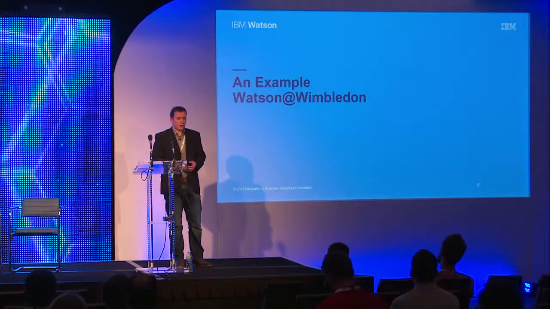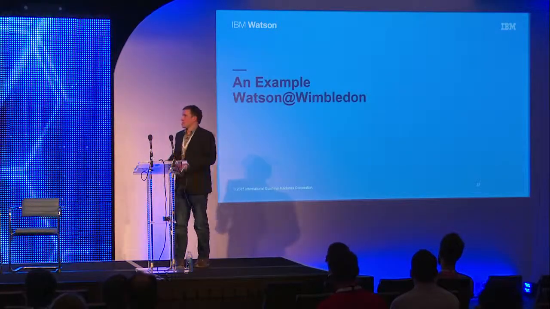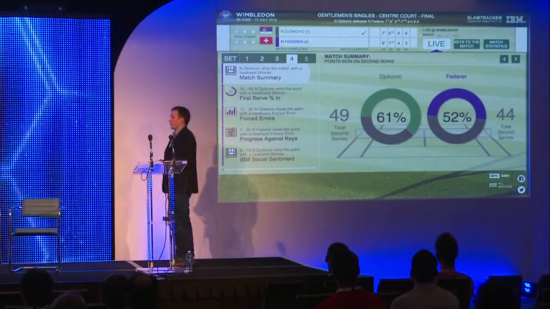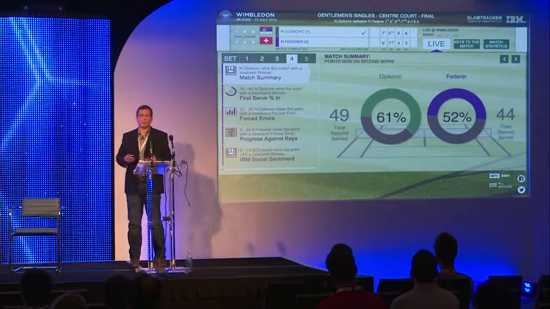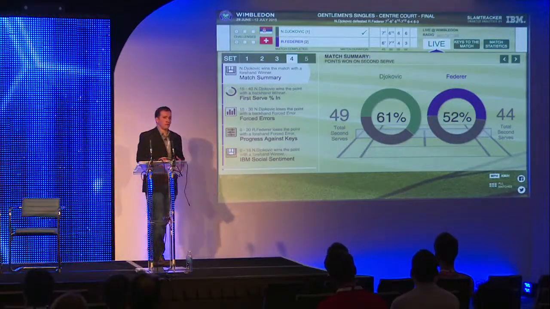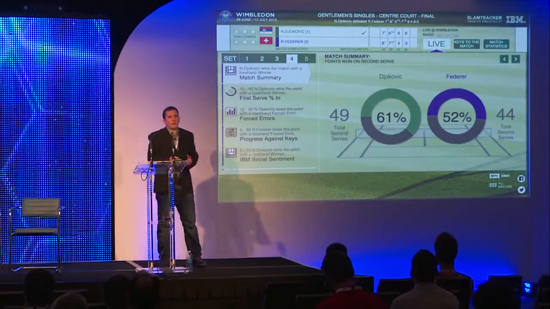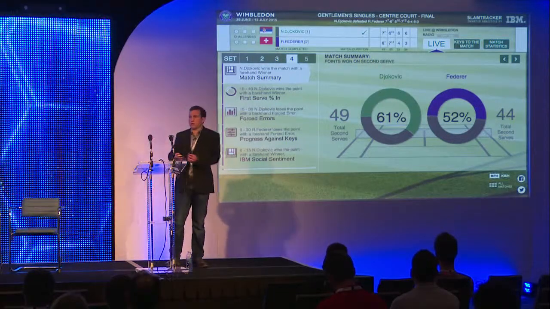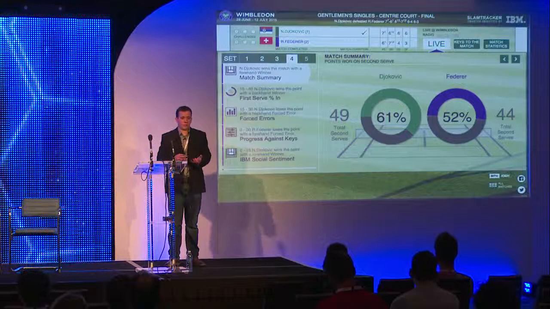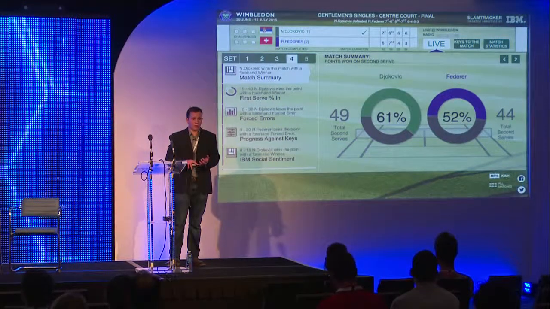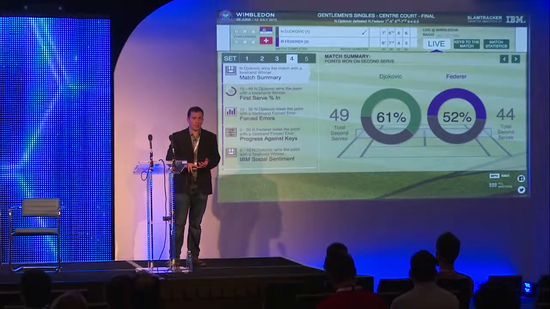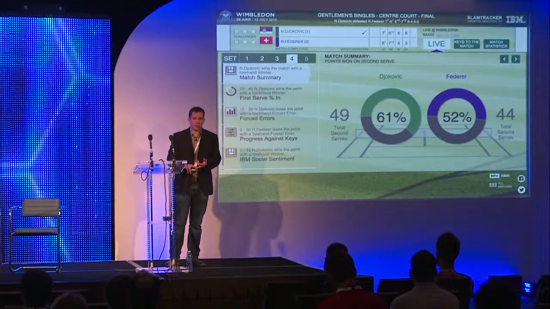So Wimbledon is a tennis tournament, okay? And tennis is a sport like any other, and sports produce massive amounts of structured data. So just by playing the sport of tennis, you create structured data, okay? You have things like match scores, you have things like player seedings, you have player rankings, that kind of thing.